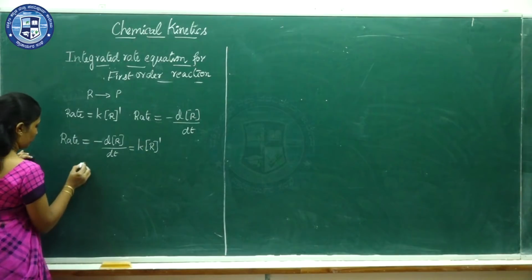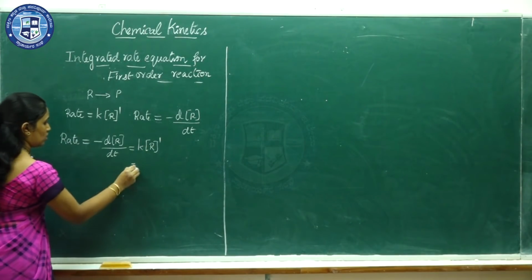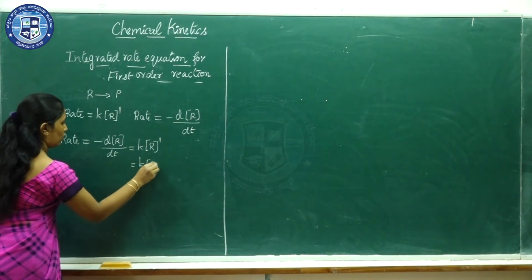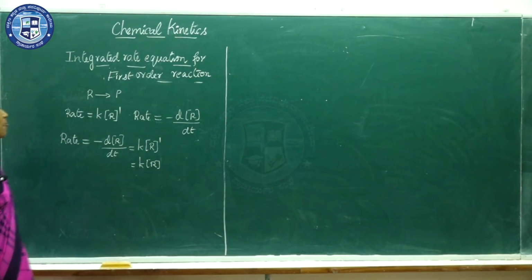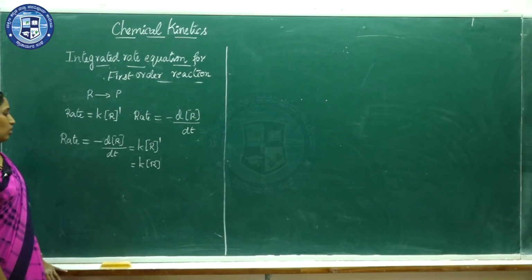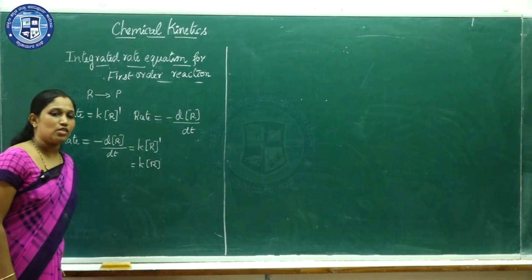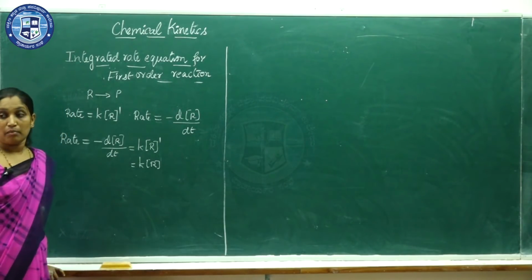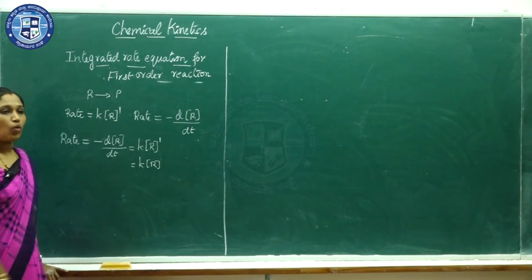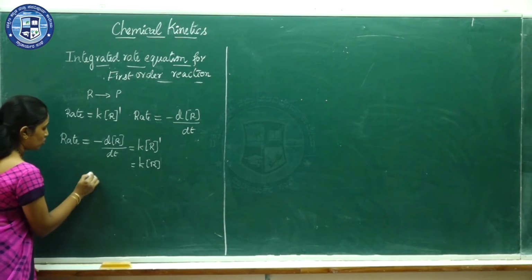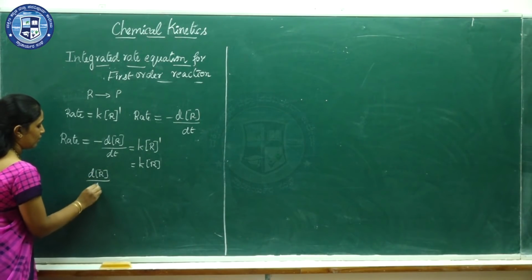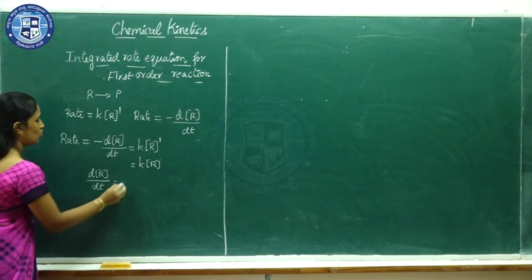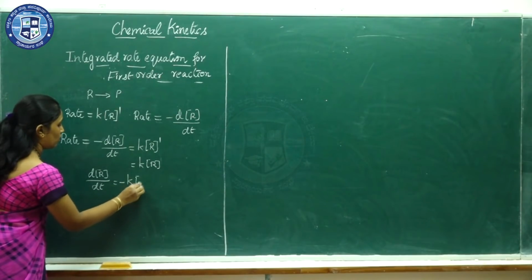So any number raised to the power 1 is that number itself. So it is nothing but K into R raised to the power 1, it is R itself. Okay. So now, as I told you in the earlier case, we will be multiplying the entire thing by minus 1. So what happens now, dR divided by dt is equal to minus K into R.